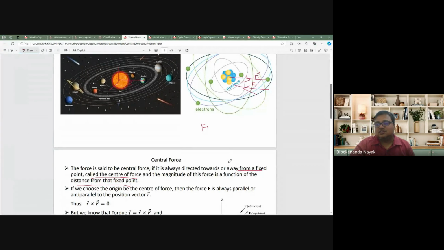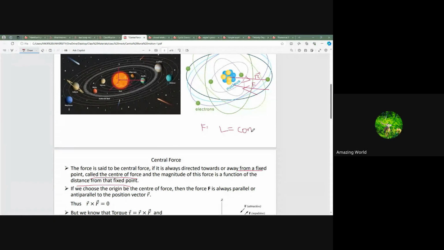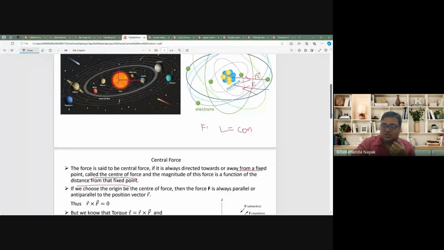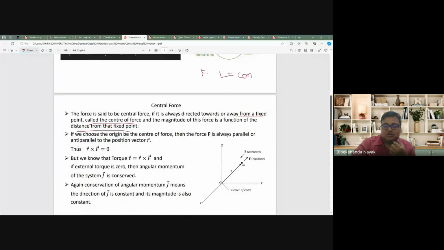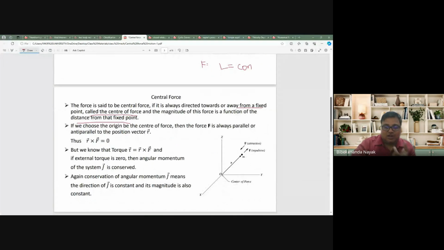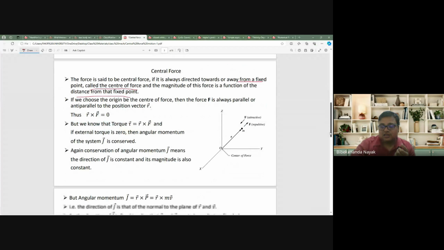Torque 0 means angular momentum is a constant. So angular momentum for this motion is constant. J is conserved. Constant means constant in direction and constant in magnitude. Direction will be constant and magnitude will be constant.